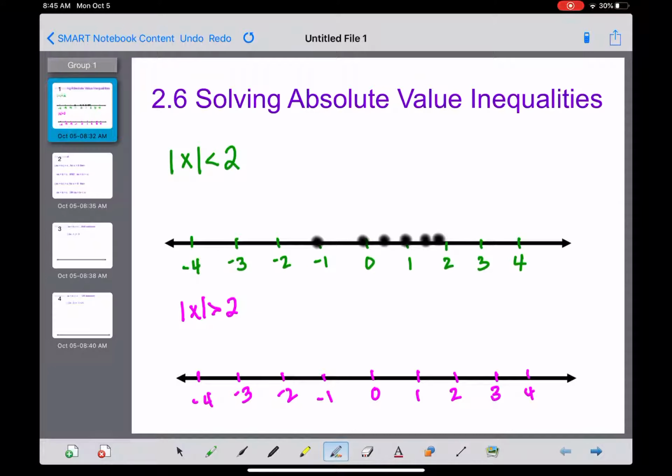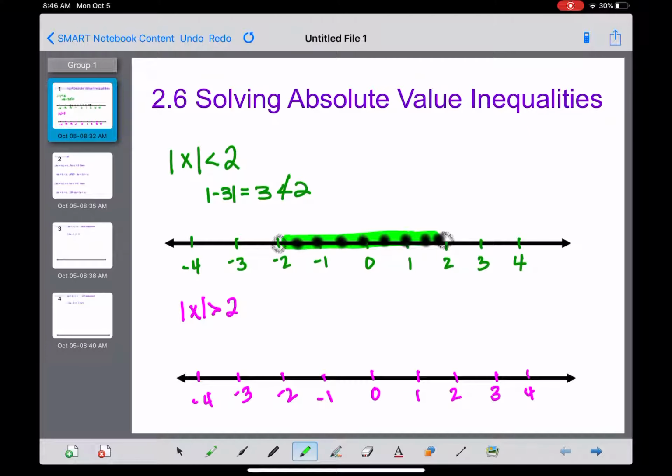-1 is less than 2, -half, -1.5. Anything bigger than -2 we can't include. We can't include -3 because once I take the absolute value of -3, I get +3, and 3 is not less than 2. So I can go in all the way up to -2 and all the way up to +2. And it includes all numbers in between.